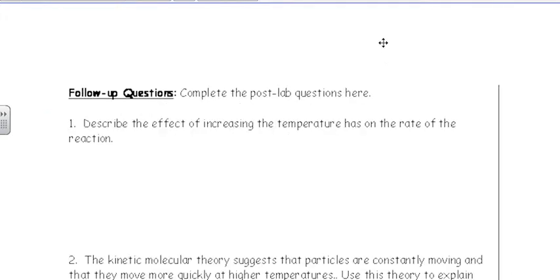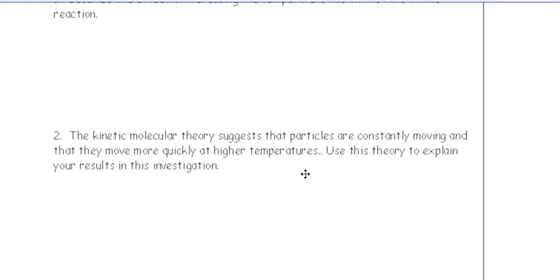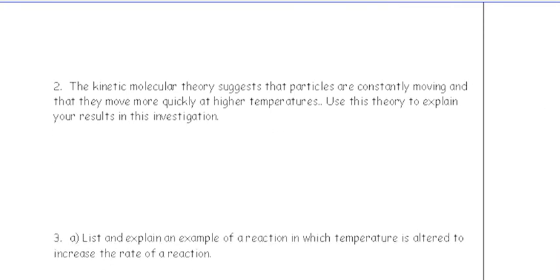And then there's a few follow-up questions at the end there. So describe the effect of increasing temperature has on the rate. The kinetic molecular theory suggests that particles are constantly moving, and they move quicker at higher temperatures. So if things move faster at higher temperature, so the atoms that make up an Alka-Seltzer tablet and water itself, how does that explain what happened in your lab? So use this theory to explain what you witnessed in there.